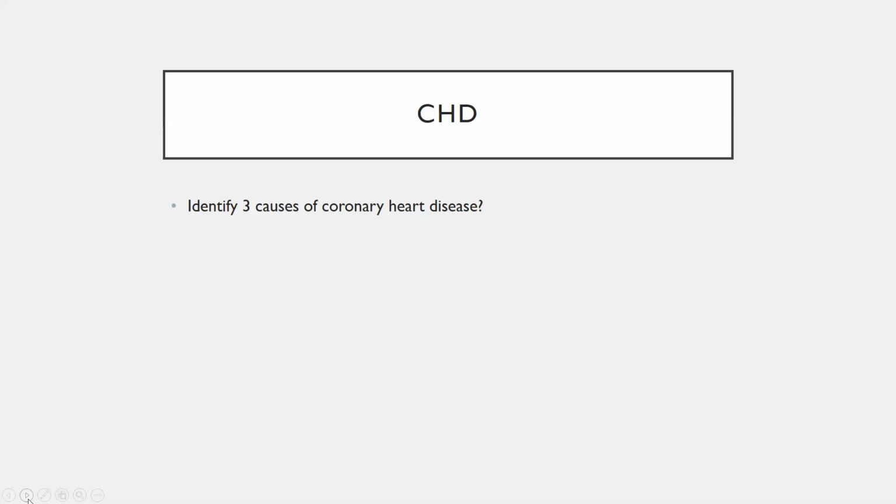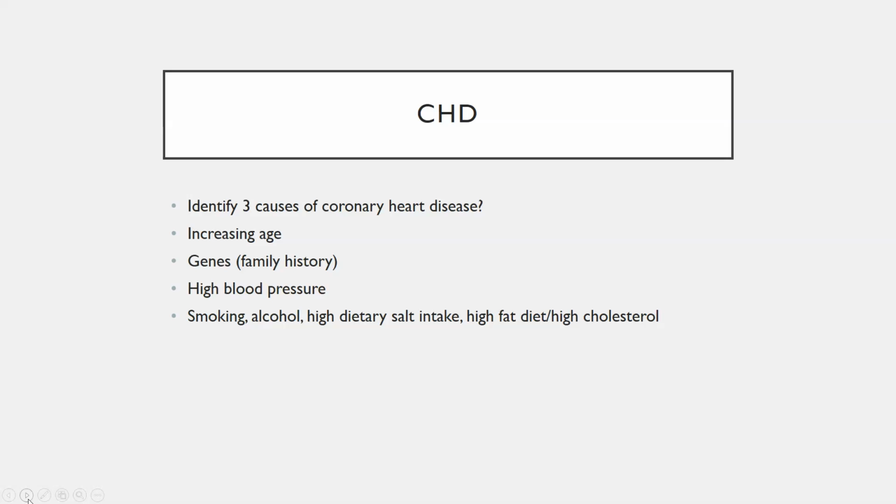Hopefully you've paused this and you give me the answer. So what we are looking for is increasing age, genes, high blood pressure, smoking, alcohol, high dietary salt intake, high fat diet, high cholesterol, obesity, stress, and lack of physical activity. Okay, so there are more than 3 causes. I only wanted 3 causes of coronary heart disease.